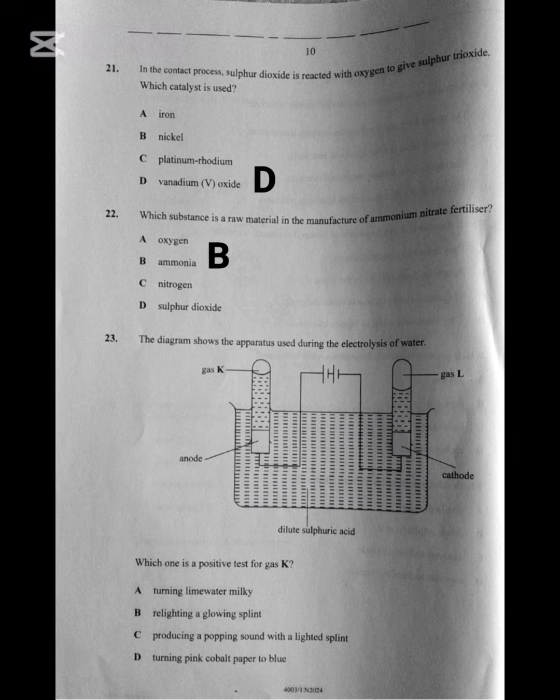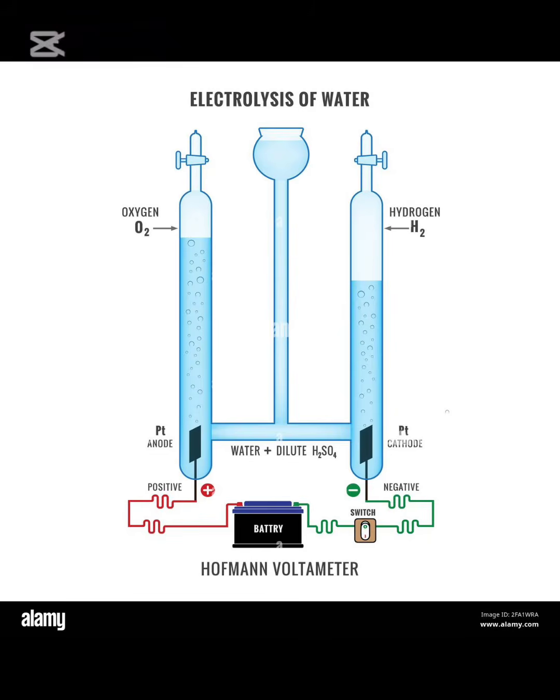And then number 23, the diagram shows the apparatus used during the electrolysis of water. Which one is the positive test for gas K? So this question requires us to understand that in the electrolysis of water, at the anode we are going to have oxygen, and then at the cathode we are going to have hydrogen.